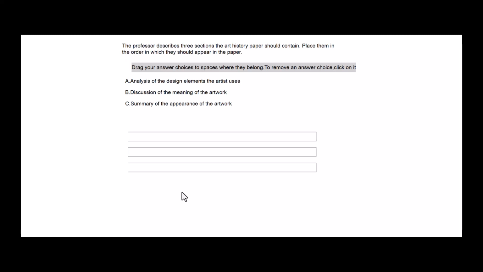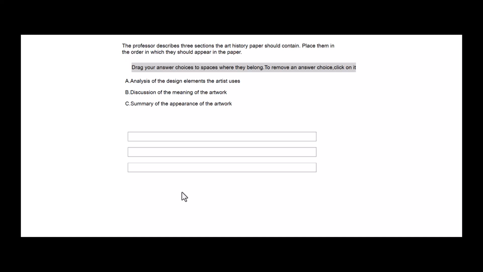The professor describes 3 sections the art history paper should contain. Place them in the order in which they should appear in the paper. This is a timeline question, a type of common question on the TOEFL exam, which asks you to place the options in chronological order, according to the time they happened. And if we go back to the lecture, we can go over what the professor said.